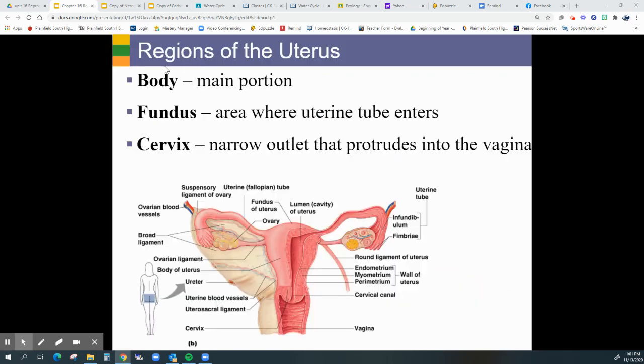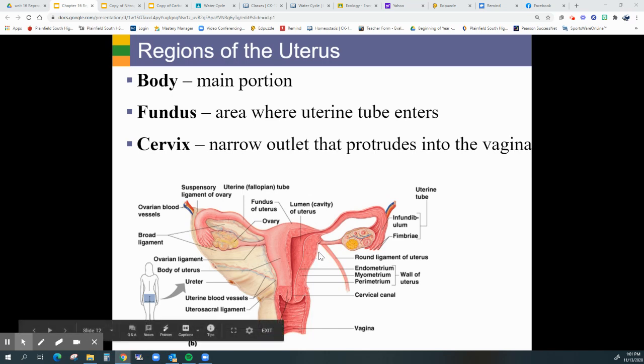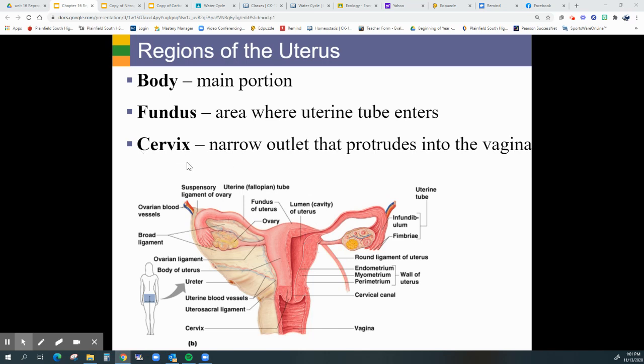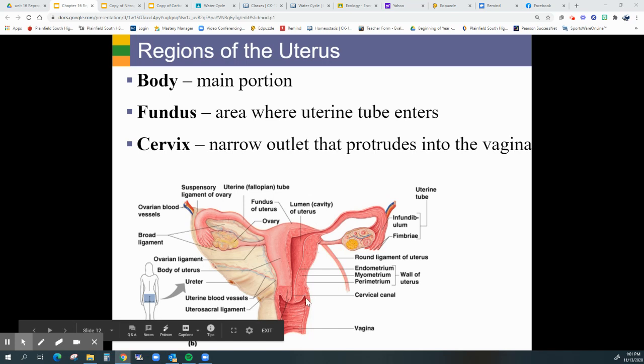The uterus itself has three main regions. So there is what's called the body. That's the main portion of the uterus. It's kind of the middle portion. There's a portion called the fundus. That's the upper portion where the uterine tubes or fallopian tubes come into it. And then there is the cervix, which is the narrow outlet that protrudes down into the vaginal canal. All right, so this is the cervix down here.